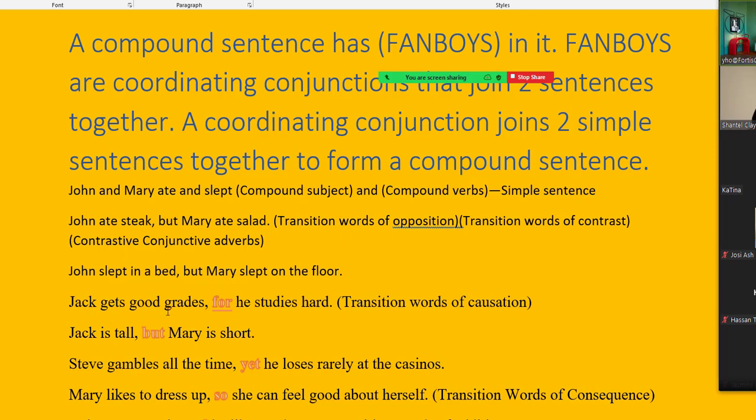John gets good grades. For, he studies hard. And so "for" is British. Notice how this is Grammarly. In case you're wondering, what is that white box? It's telling me that instead of saying "for," which is way too British, I should be using "because." That's way more American English. People would understand.